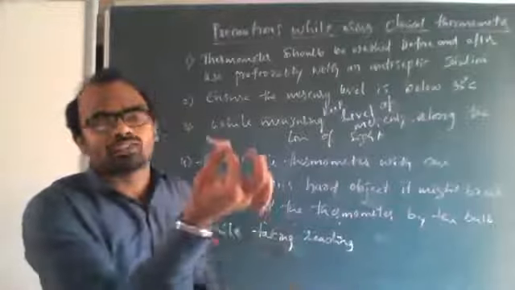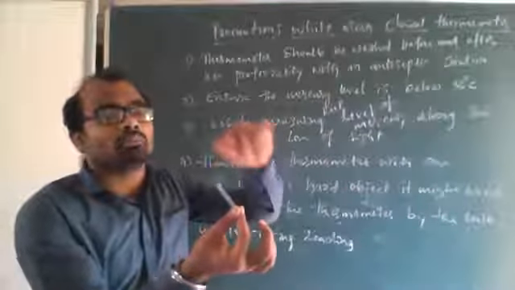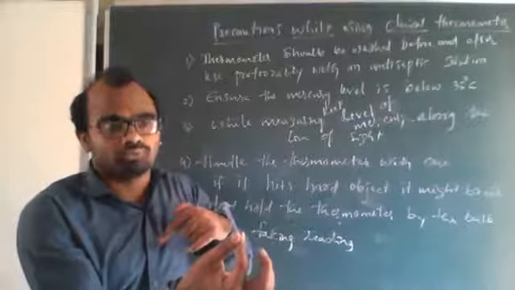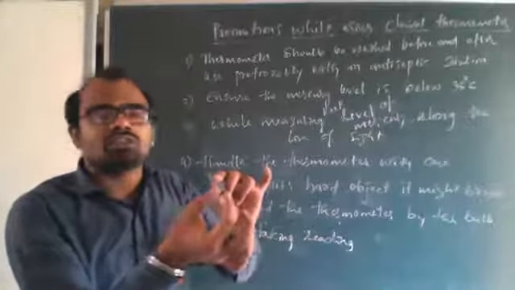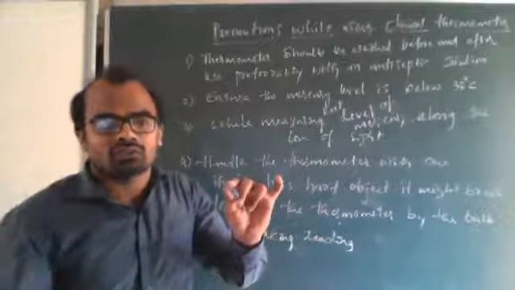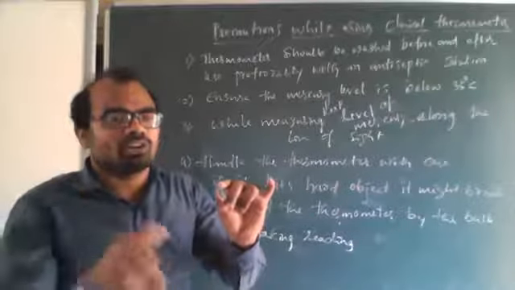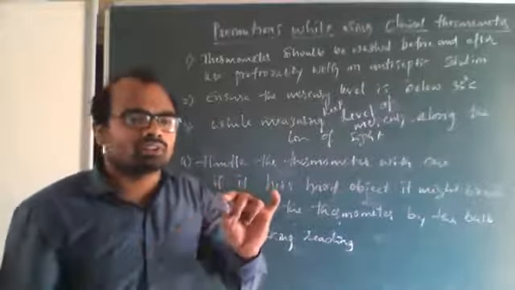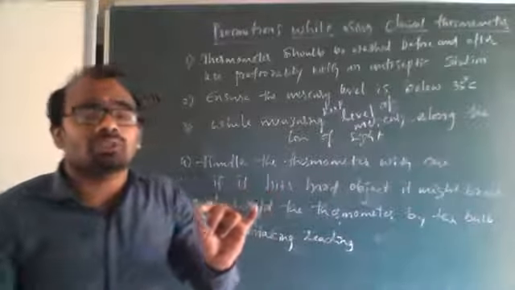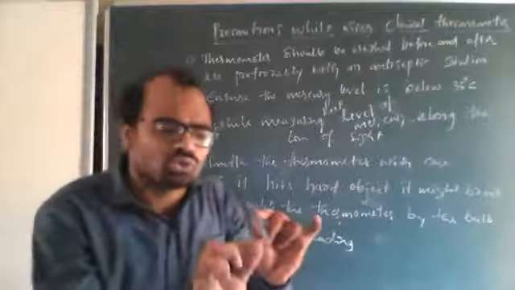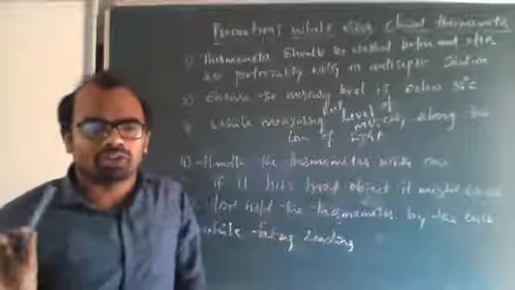Now if you hold it like this, for example, it has already recorded the temperature of our inner body. Now if you hold the bulb like this, that means now it is measuring the temperature of your fingers. So there is a difference between those temperatures. The inner body temperature and the finger temperature are a little bit different. So now it will show the wrong temperature.